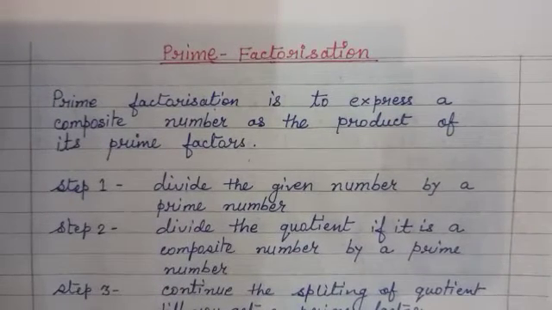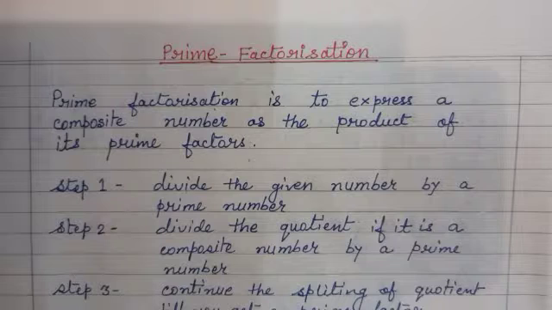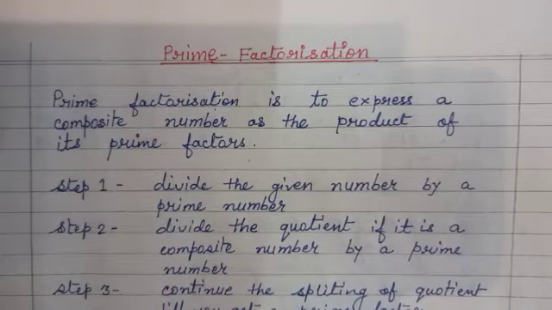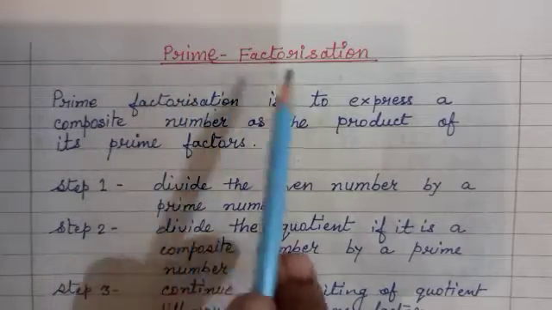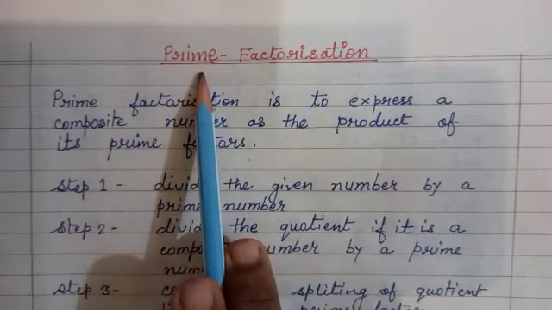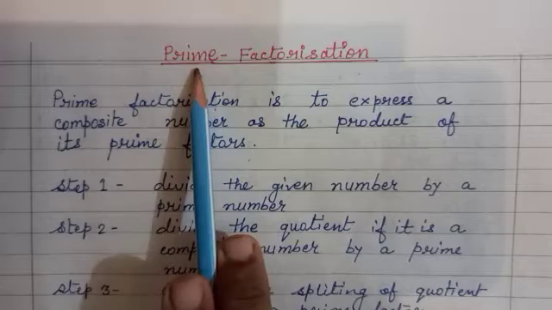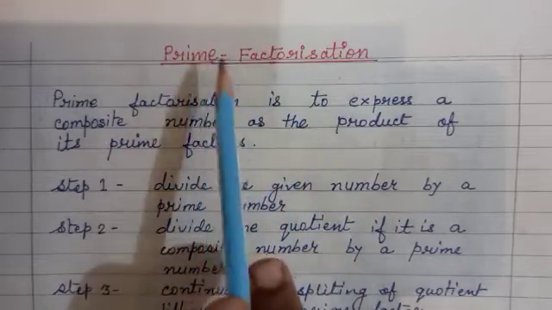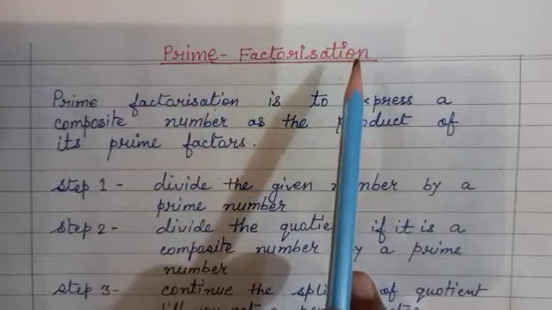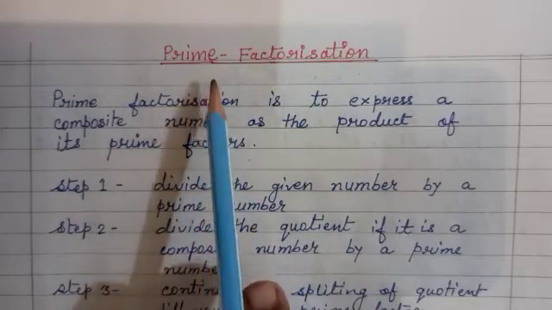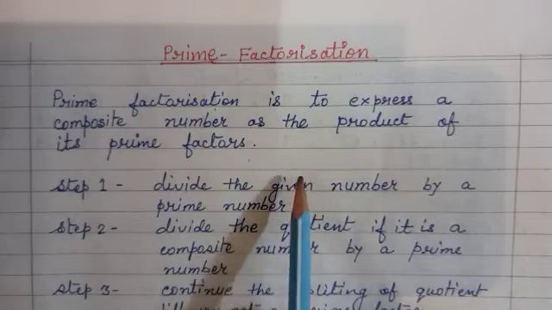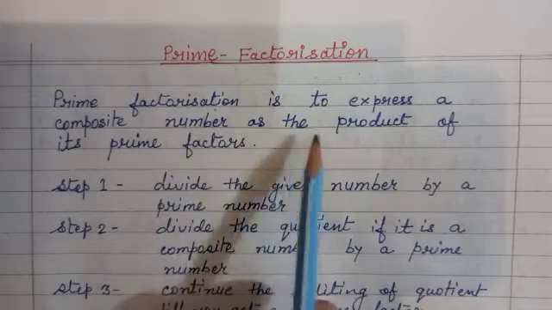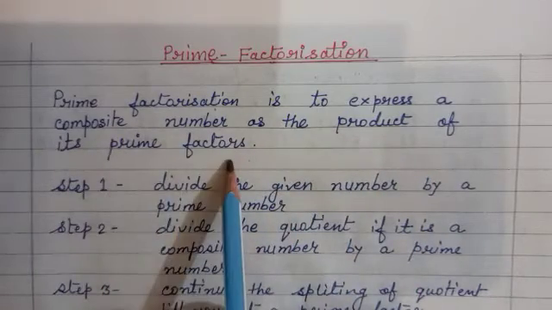In the previous video, children, we discussed prime numbers and composite numbers, and in this video we will see what prime factorization is. Prime factorization: prime numbers, you already know which numbers are called prime numbers, and factorization means division. So the meaning of prime factorization is that a given number will be divided by prime numbers to get its prime factors. So prime factorization is to express a composite number as the product of its prime factors.